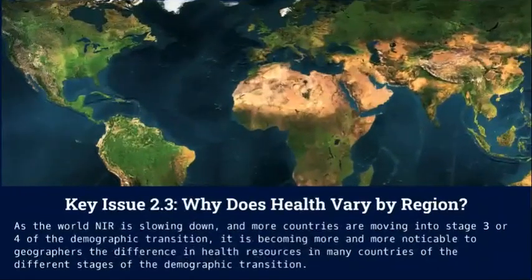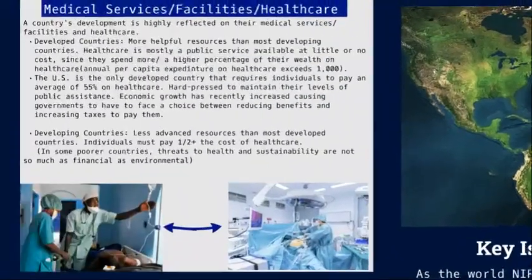Key issue 2.3: Why does health vary by region? As the world's natural increase is slowing down and more countries are moving to stage 3 or 4 of the demographic transition, it is becoming more noticeable to geographers that differences in health resources in many countries are at different stages of the demographic transition.